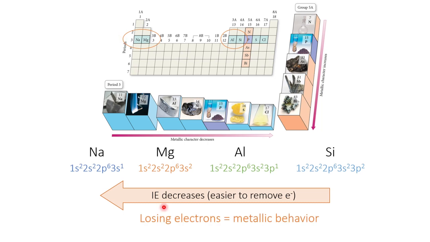And so as we are losing electrons, that's metallic behavior. So if the ionization energy decreases, then that means that the metallic character is increasing. So this is the most metal-like, and this is the least metal-like, which isn't all that surprising because these aren't even metals.